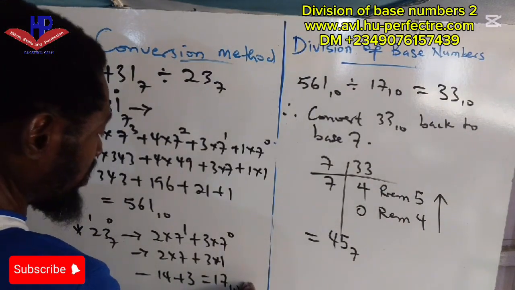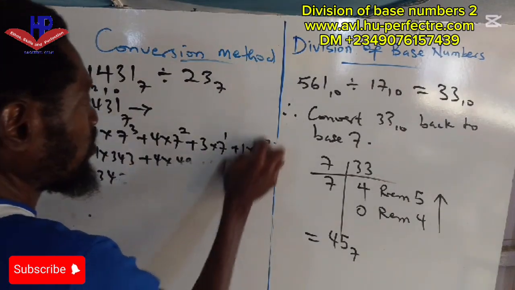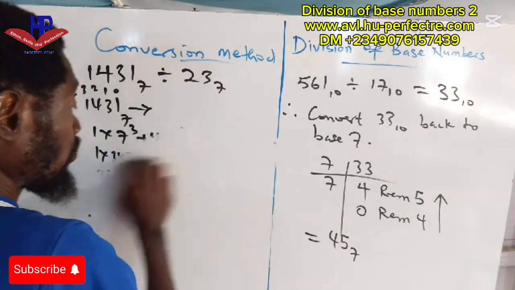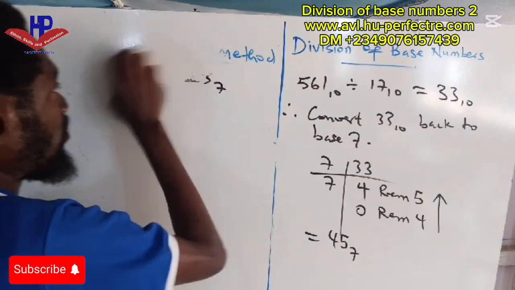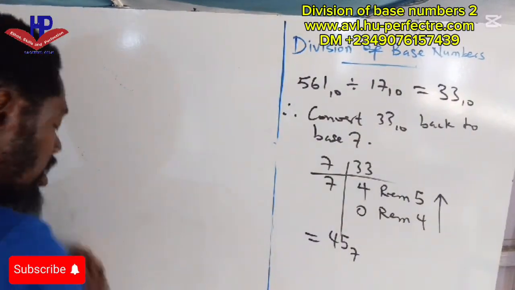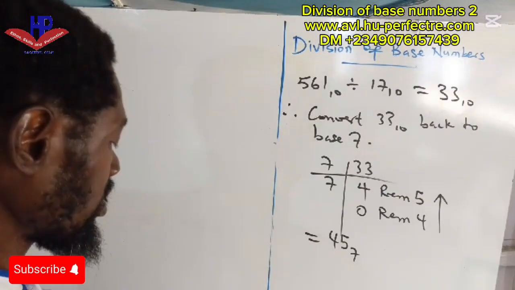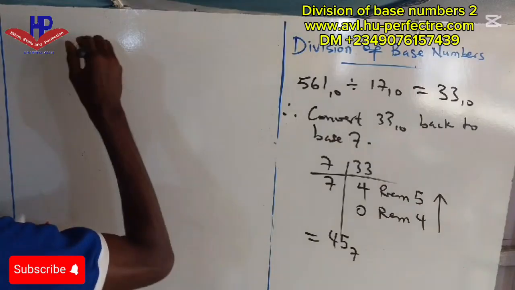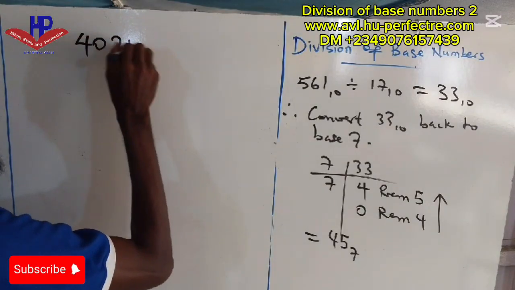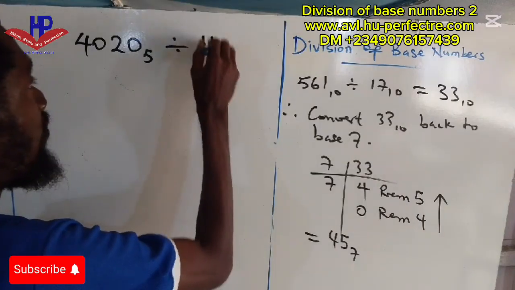The final example here, let's try another example quickly. The same example we've solved using the other method. We're going to use that same example here in the conversion method. Let's try the example. That is 4020 base 5 divided by 11 base 5.